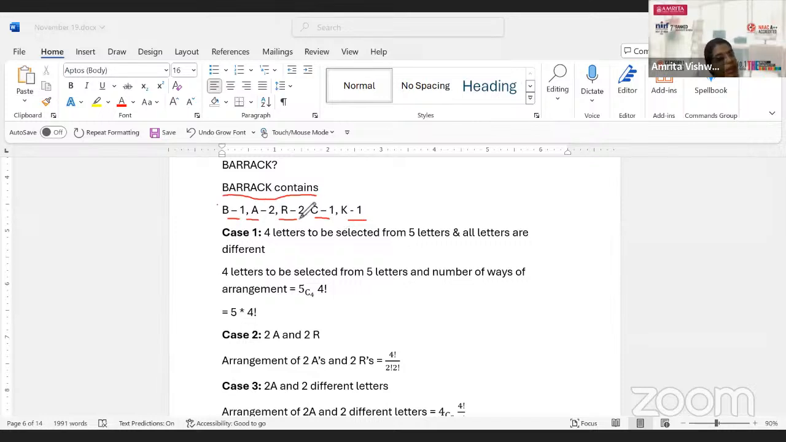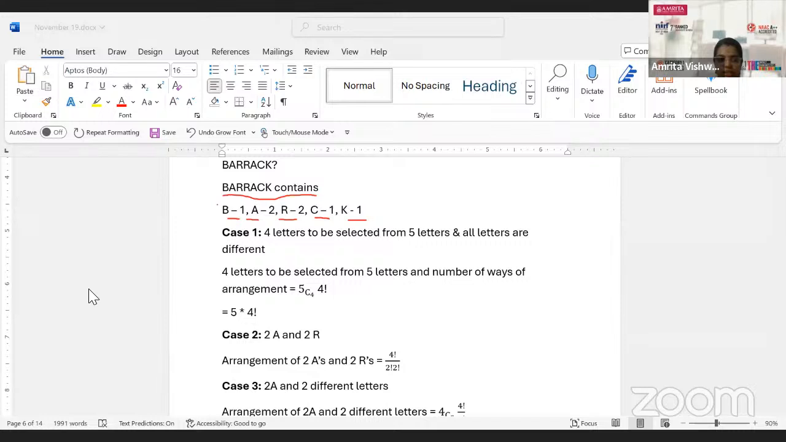Now, another case in which I'll be able to solve this question is: 2 I can take from A and 2 I can take from R. In such a way, I'll be able to arrange this as 4 factorial by 2 factorial, 2 factorial. Now, another case is I can take 2 from the same A or R, whichever case it is, and 2 different letters multiplied by 2. So it is going to be 4C2.